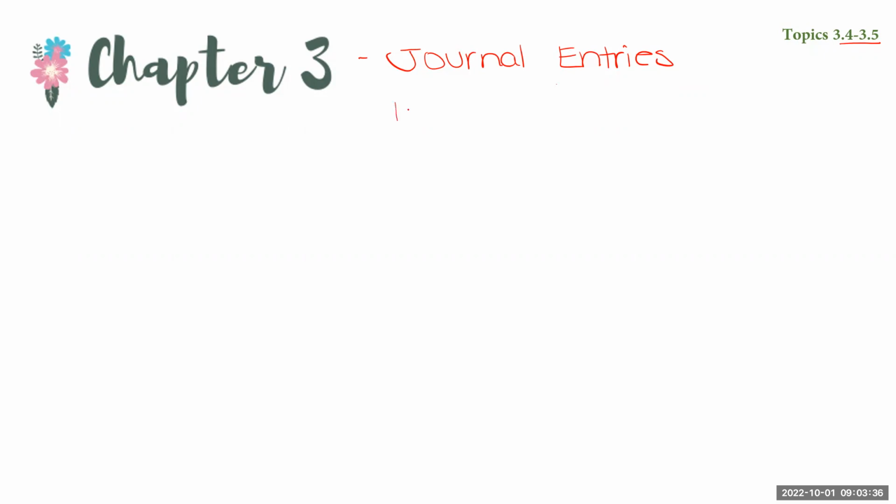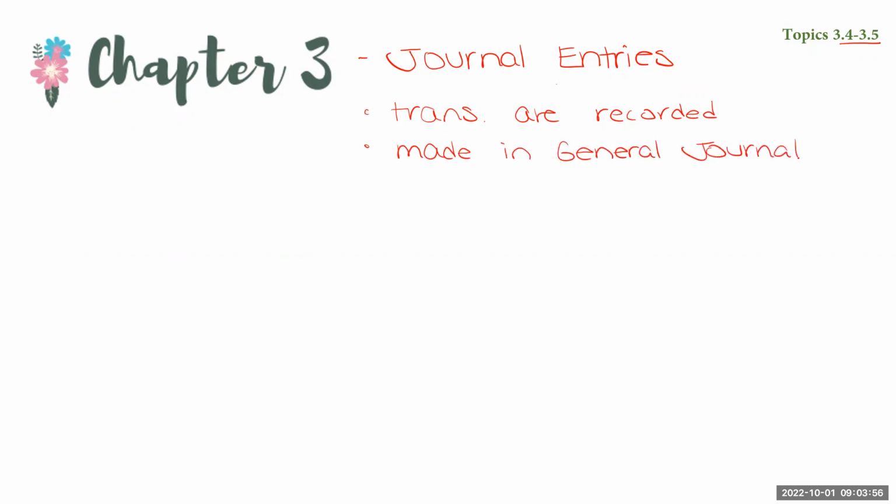Right, so journal entries. It's the way that transactions are recorded. Transactions are recorded through journal entries. Where are they recorded? They're made in a company's general journal. Every company has to have a general journal at a minimum. They may have other journals, but at a minimum, they have to have a general journal where all transactions are recorded. Okay, let me show you what it looks like.